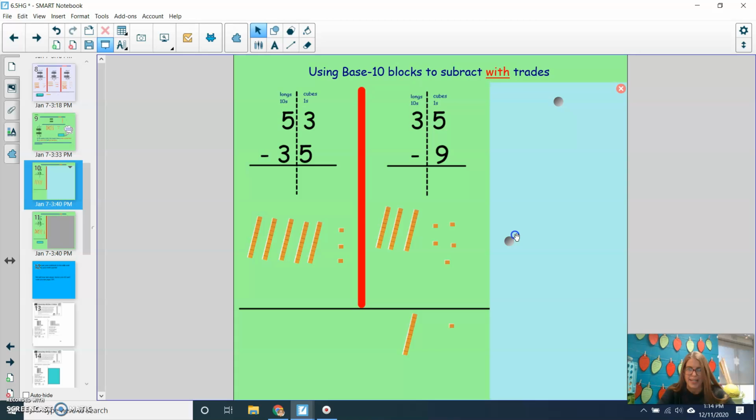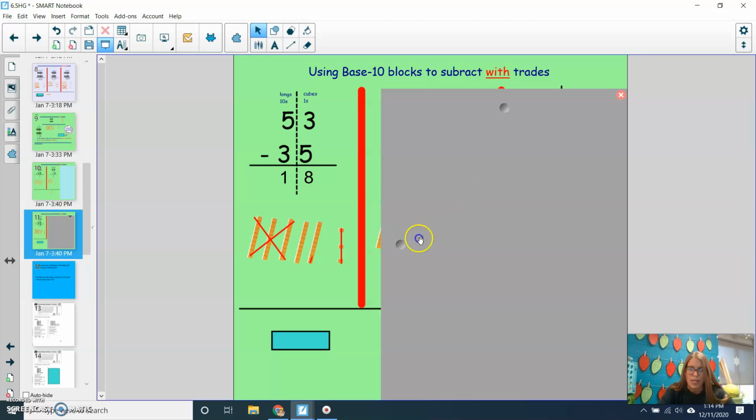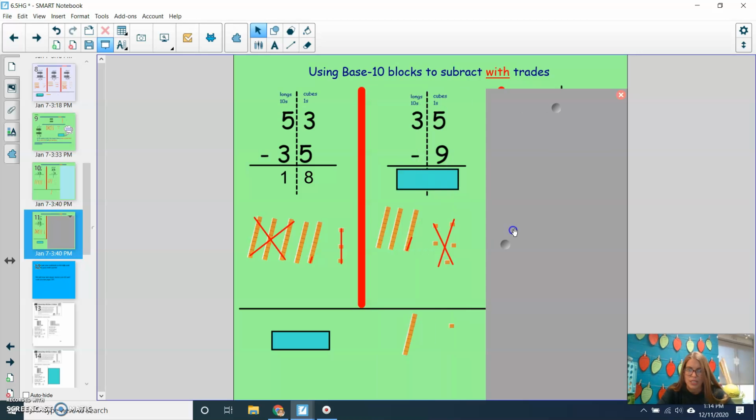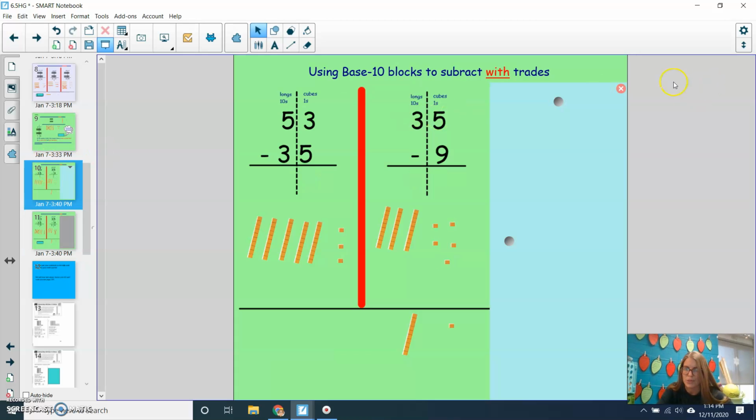35 minus 9. You can see I have my 35 blocks here. Press pause to solve and play to check. So when I'm taking away 9, I chose to take away my 5 here, and then I took away 4 more. And you can see I have 2 of my longs left, and then plus I have 6 of my cubes for 26. We'll try one more practice one.